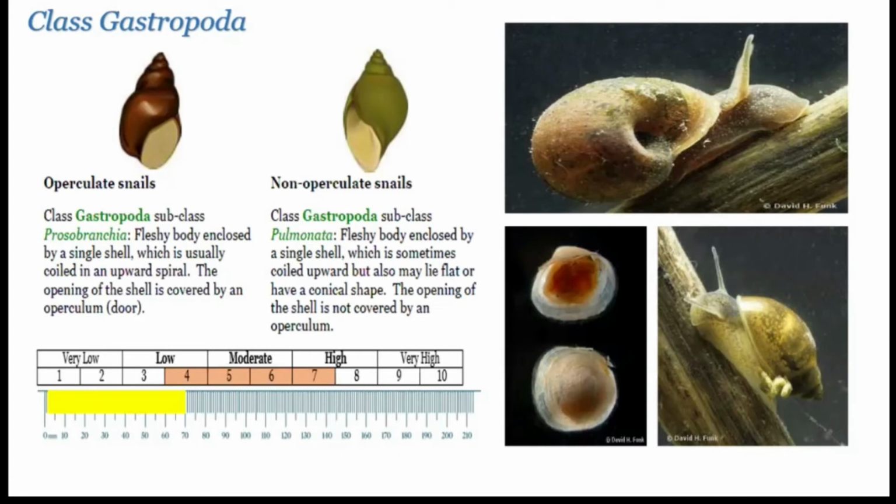The other difference is the operculate snails actually have gills, and that's how they breathe. They can stay underwater for a while. And typically they're a lot less tolerant to insults, so they're on the low to moderate end. The non-operculate actually have a lung-like structure that allows them to breathe underwater, and they can actually take gulps of air from the surface as well and breathe. So they can tolerate a little bit more pollution, a little bit more organic input. That's one way to tell the difference.